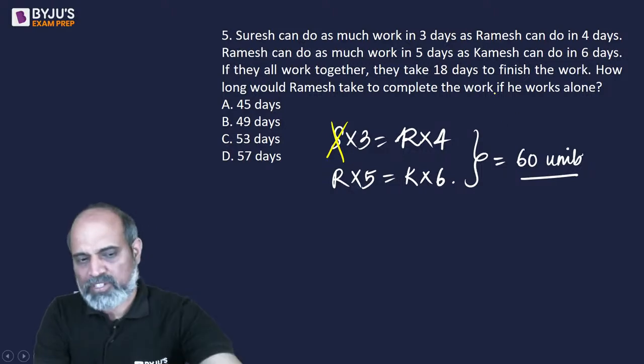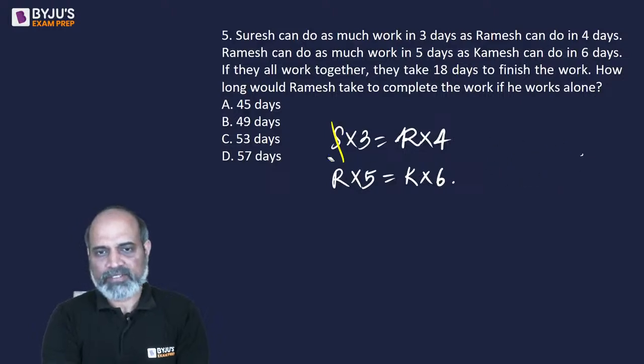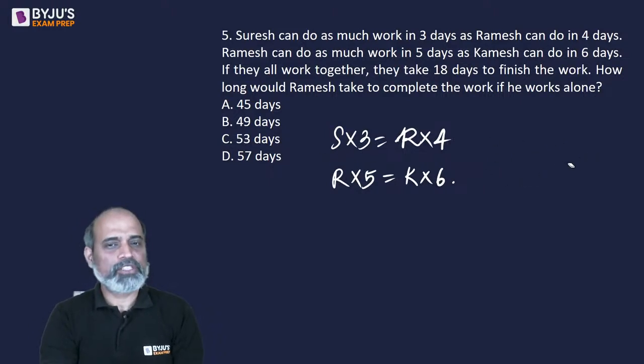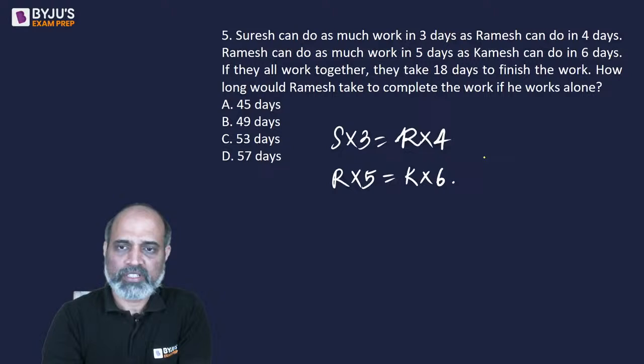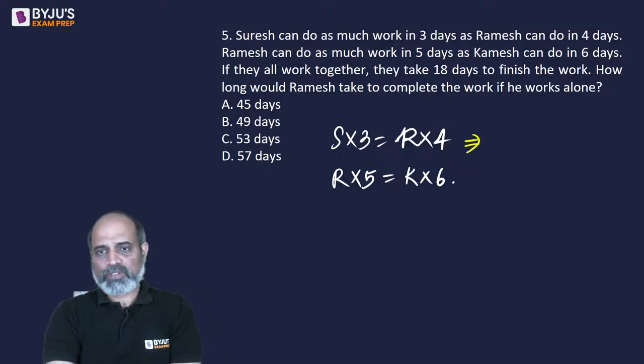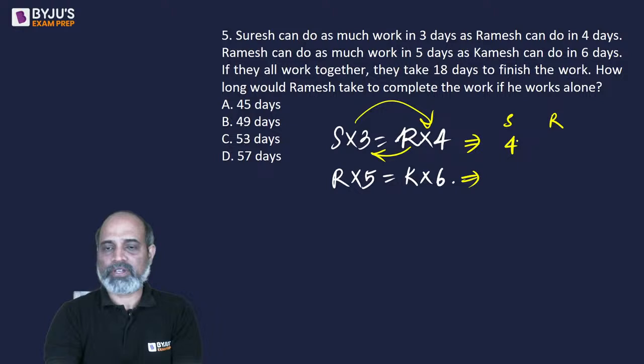First we have to make Ramesh the same, right? Otherwise, we will get different units or different efficiencies of Ramesh. We need the same efficiency of Ramesh. Here we are talking about 2 different jobs. So from here we can say that Suresh's efficiency is 4 and Ramesh's efficiency is 3.